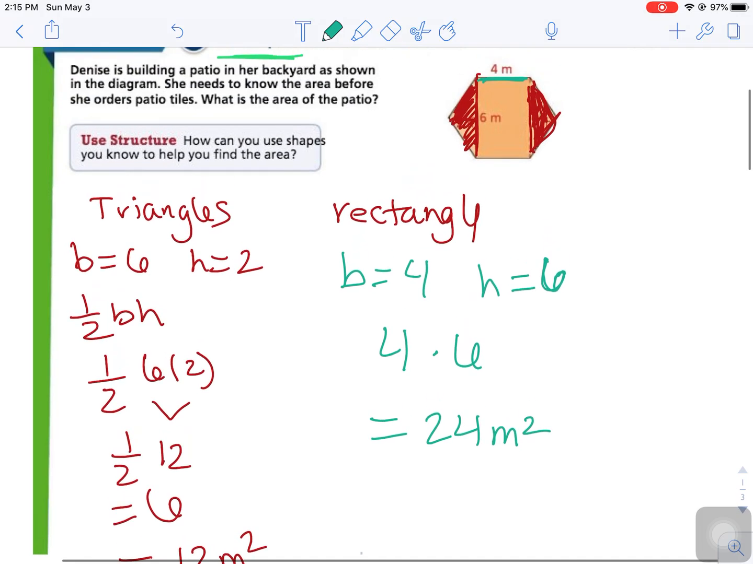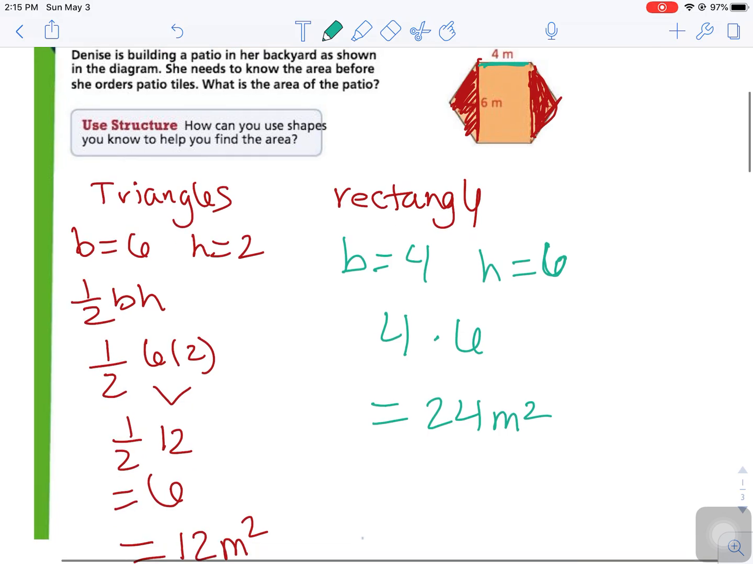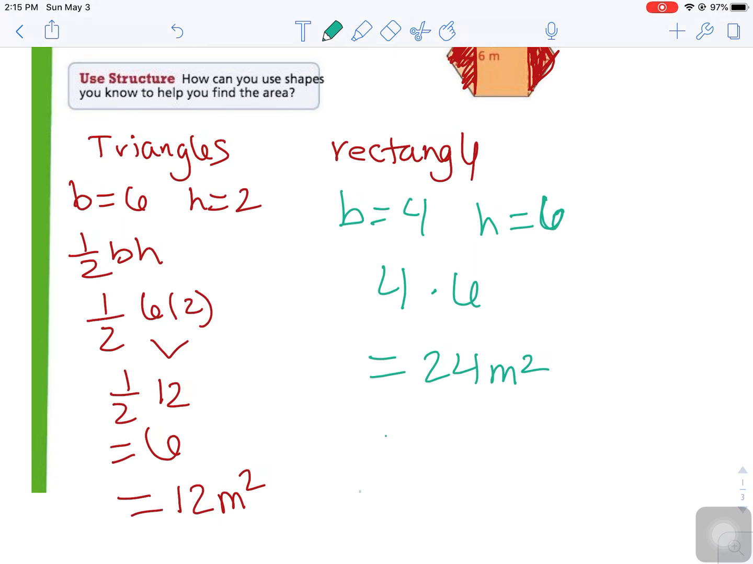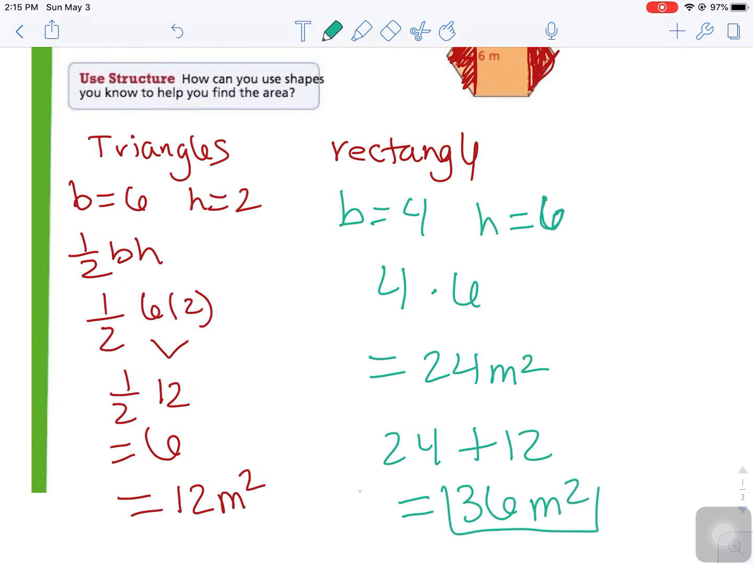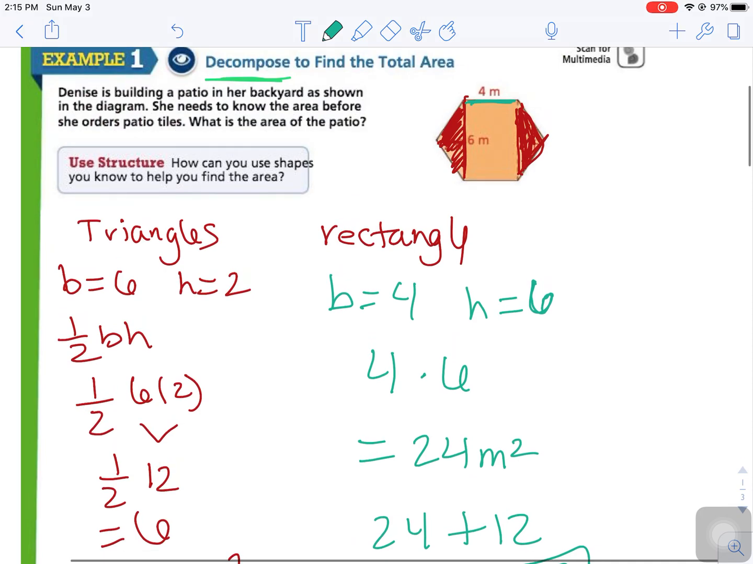So now I know I have my 2 triangles and I have my rectangle. So I want to find the total area. I want to put these together, so I'm going to add them together to find my total area, which is going to be 36 meters squared. So my total area of this polygon is 36 meters squared.